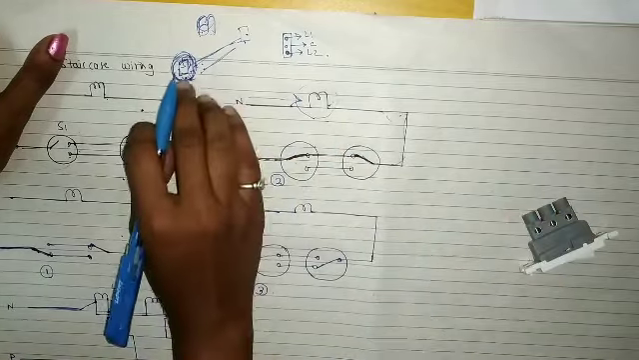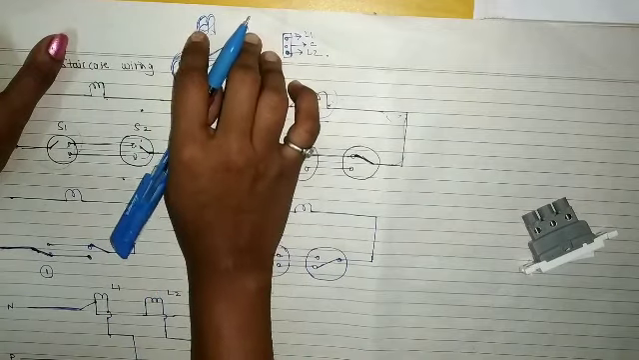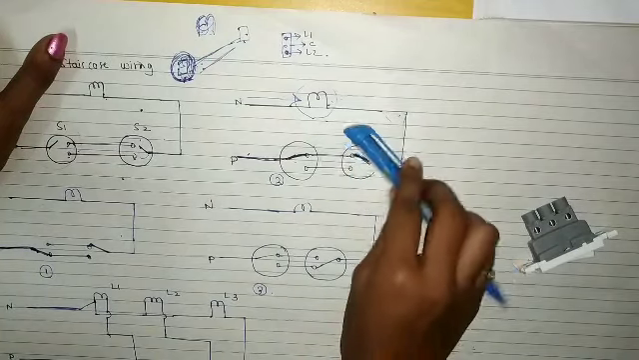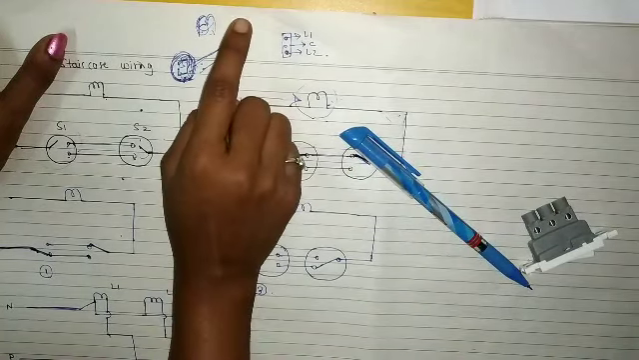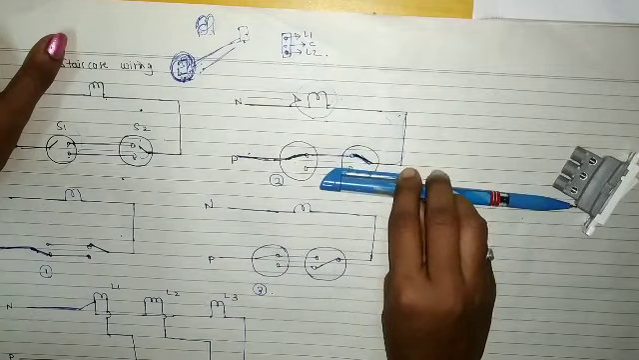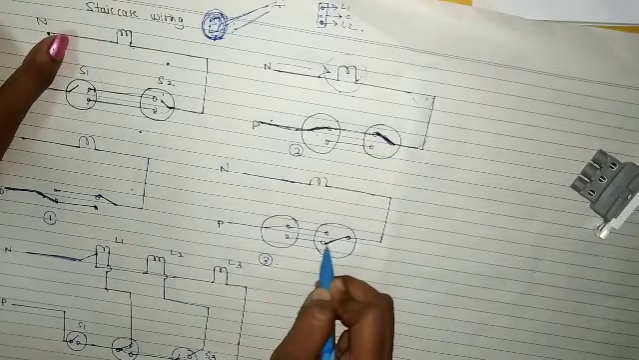Now consider you have reached upstairs. Now you have to turn off this bulb. Now what will you do? So this switch you will turn off from upstairs. So what we'll do, we'll just make this connection like this. So now this connection will go downwards.